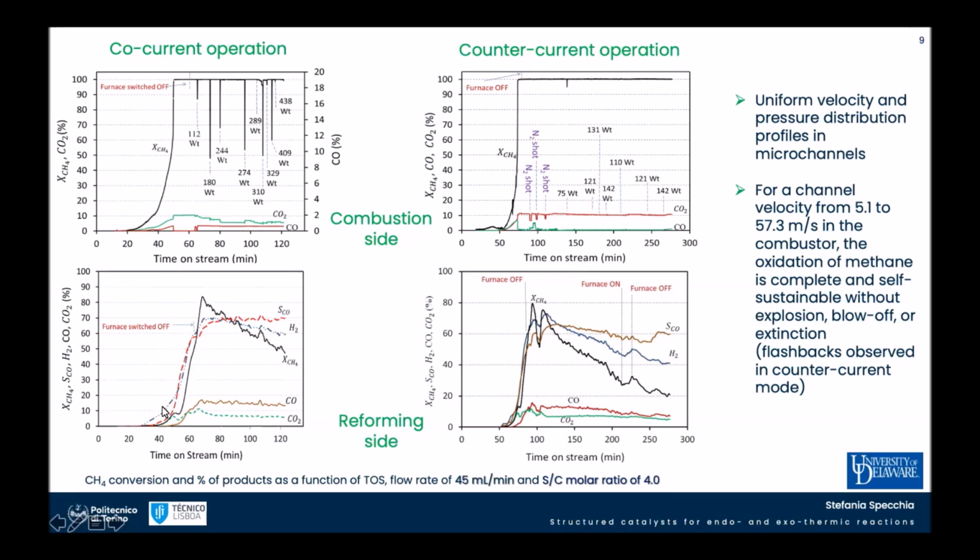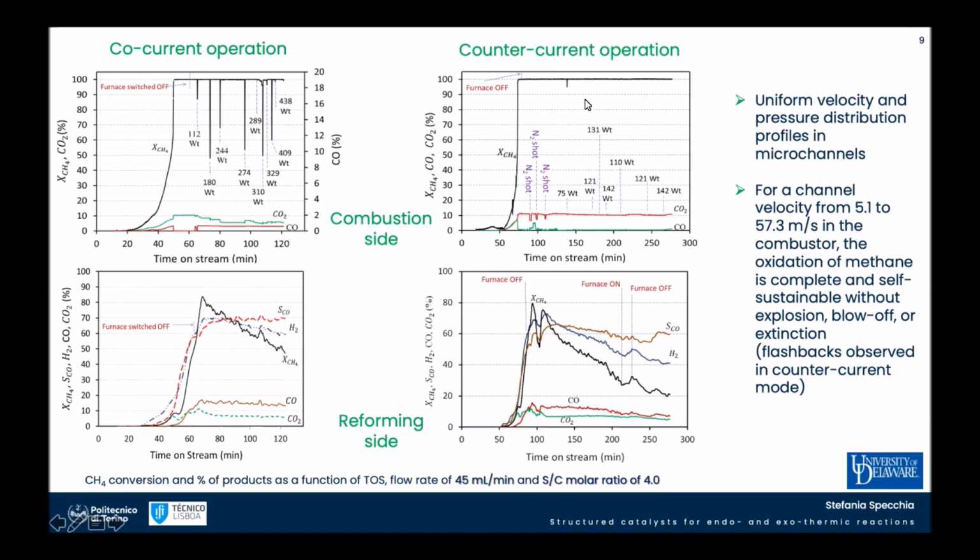You see at the very beginning we started with the production of syngas, but as time went on, the reaction was slowly going down. That's why we needed to provide thermal input, because the combustion was not enough to provide it.